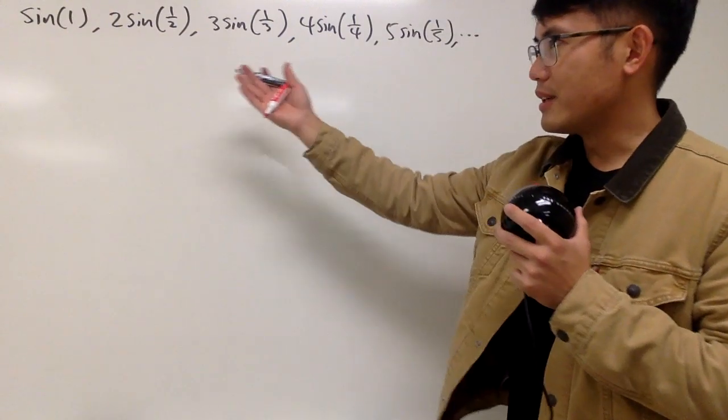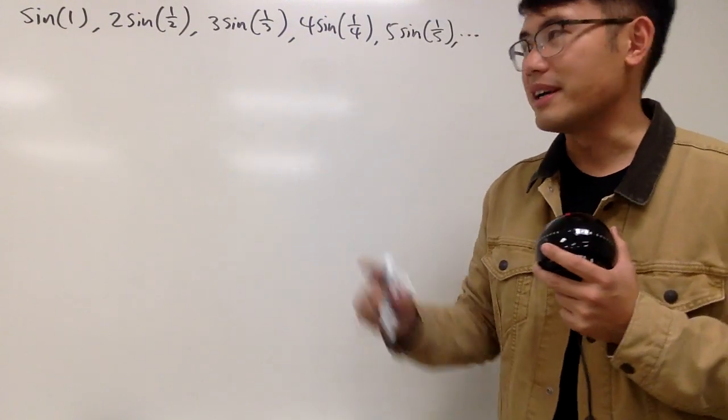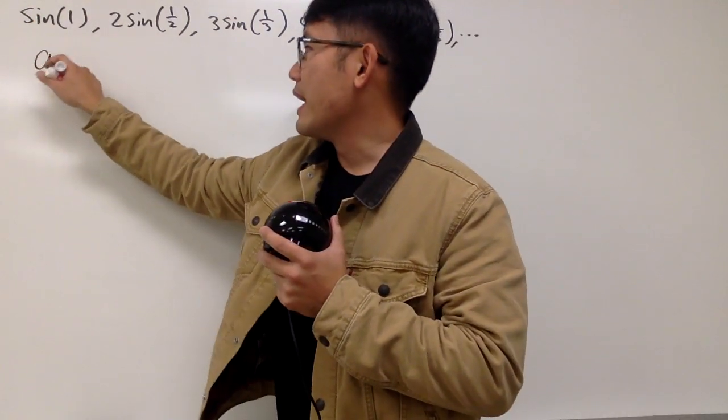Okay, in this video, let's take a look at this sequence. First of all, we're going to find an explicit formula for this. Well, let's write down a_n.